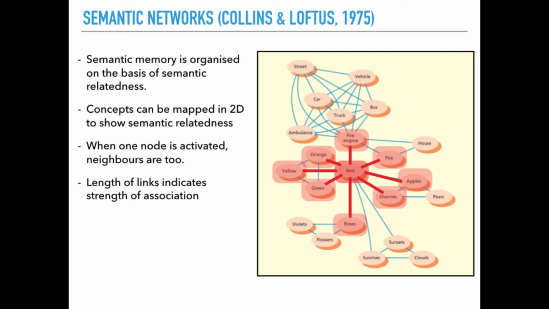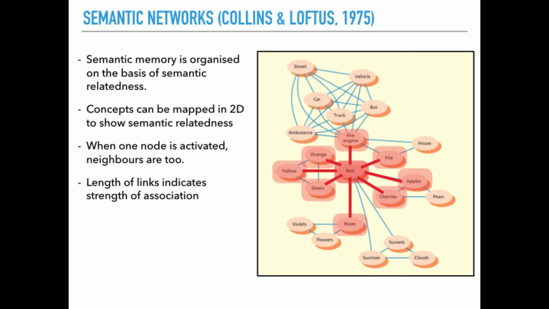More specifically, semantic memory is organized on the basis of semantic relatedness or semantic distance. In other words, how closely are two pairs of words related to each other? You can see parts of the organization of semantic memory in the figure that I've illustrated here. An important feature in this illustration is that the length of the links between two concepts indicates the degree of semantic relatedness between them.